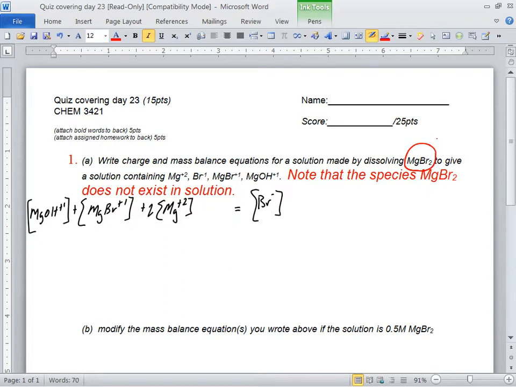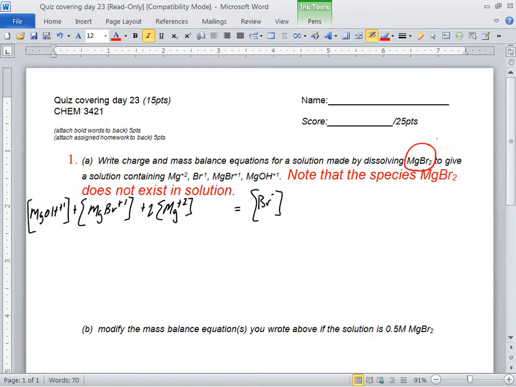Say that you have MgBr2. Yeah, but MgBr2 is not in solution. But this is where it's starting out though, with MgBr2. So which one would you have more of? Would you have more of magnesium in all its forms, or would you have more of bromine in all its forms?